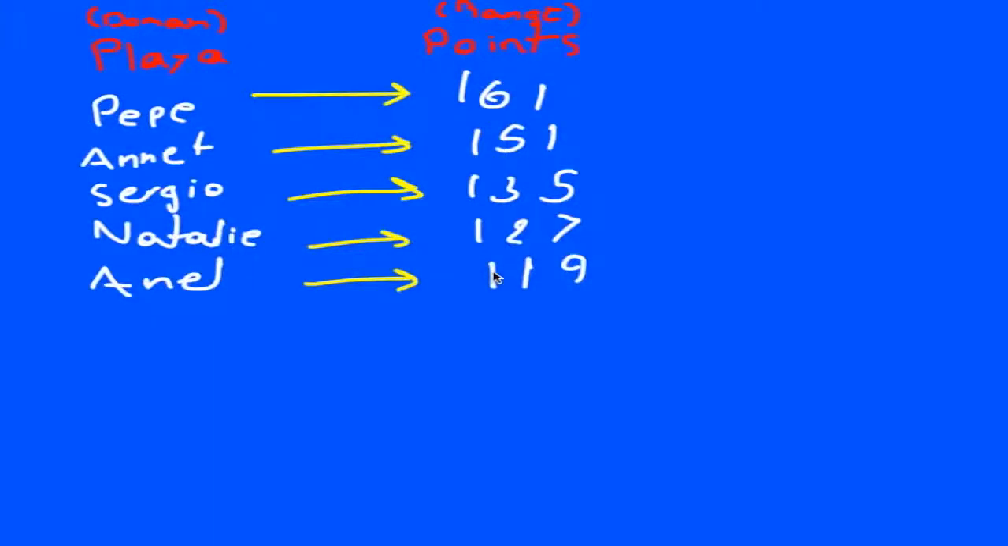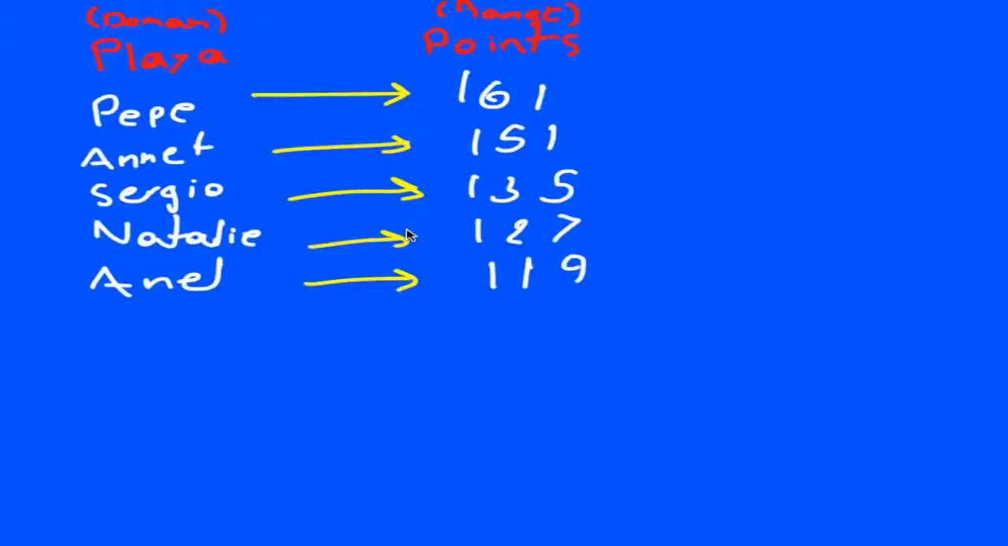Hello there. Now, today we're asked to determine the inverse of a function defined by a set of ordered pairs. So, we have this set, which is the players and the points. And our players are Pepe, Annette, Sergio, Natalie, and Anel. And each one of them has 161, 151, 135, 127, and 119 points. And we know that the players are the domain and the points are the range.